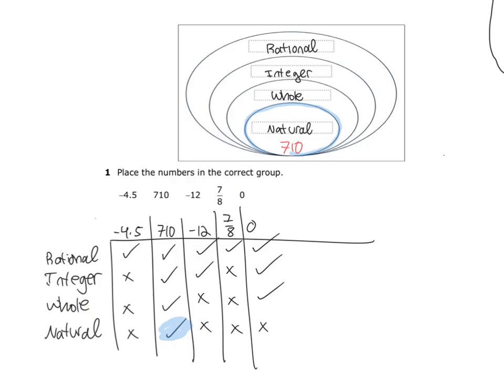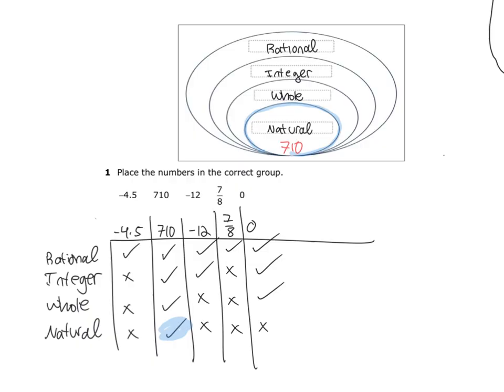Let me ask you a question. Since 710 is a whole number, could I put it here? No, I couldn't put it there. This would be wrong because if I place it there, I'm saying it's a whole number but not a natural number. So 710, even though it's a whole number, can't go here. It needs to go inside the natural number region.